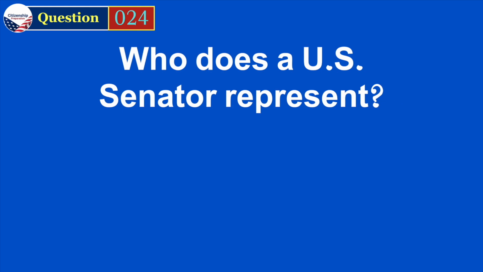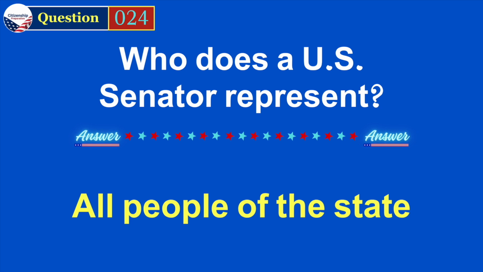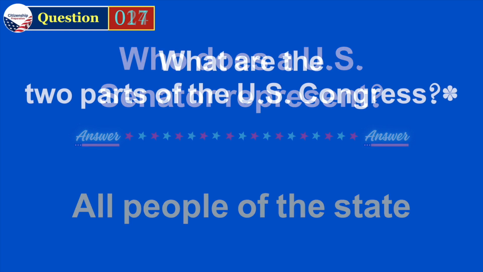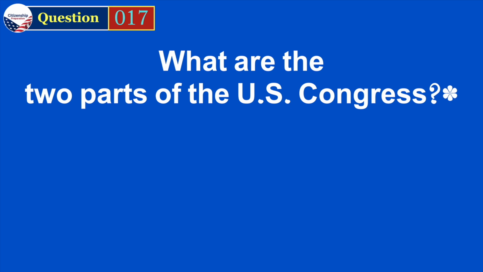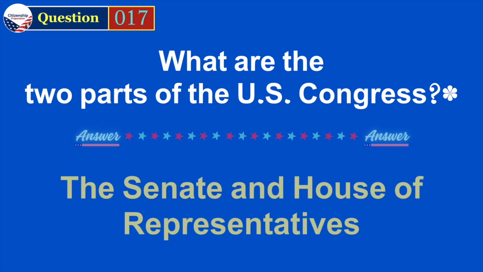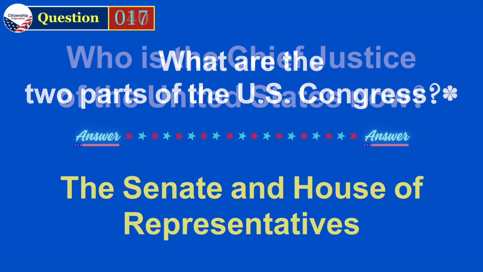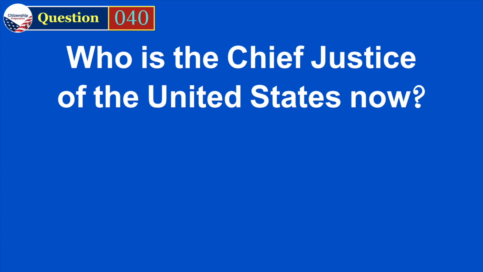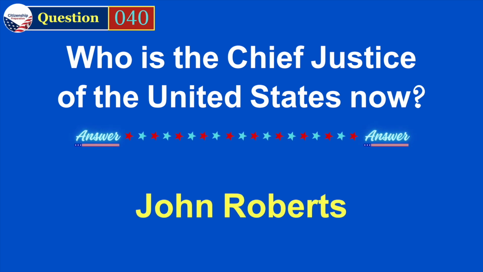Who does a U.S. Senator represent? All people of the state. What are the two parts of the U.S. Congress? The Senate and House of Representatives. Who is the Chief Justice of the United States now? John Roberts.